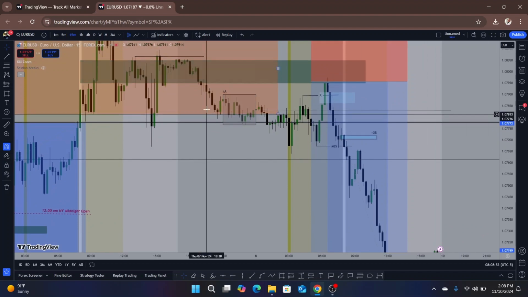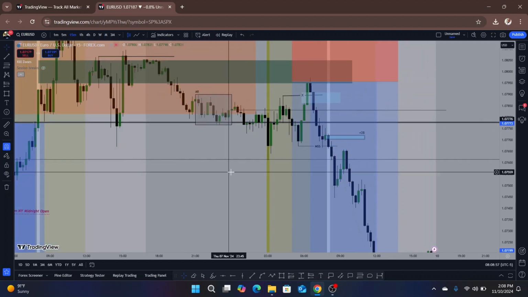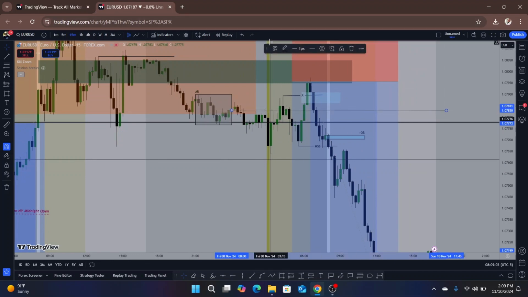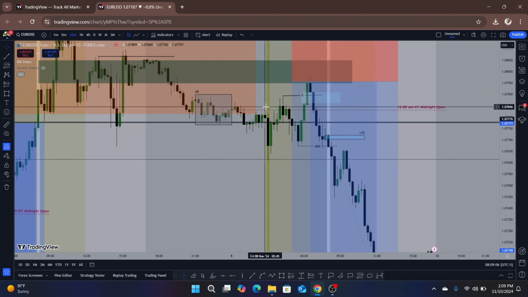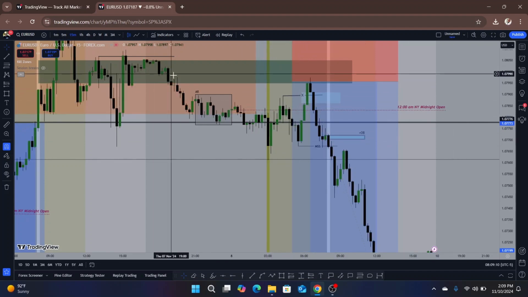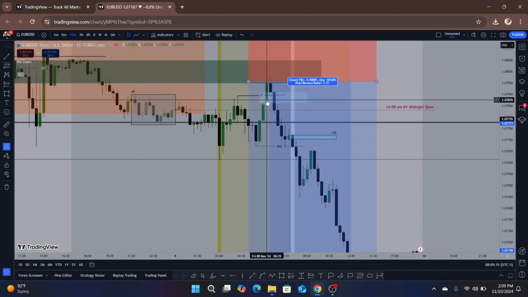What did I see on the next day? When price opened, this midnight open, there is the range. And if you look right here, this is the 12 o'clock midnight open. Let me put that again. This is the 12 o'clock midnight open. So all this zone was not happening. Price came back into that zone, swept this high, and left a 15 minute fair value gap here, right?